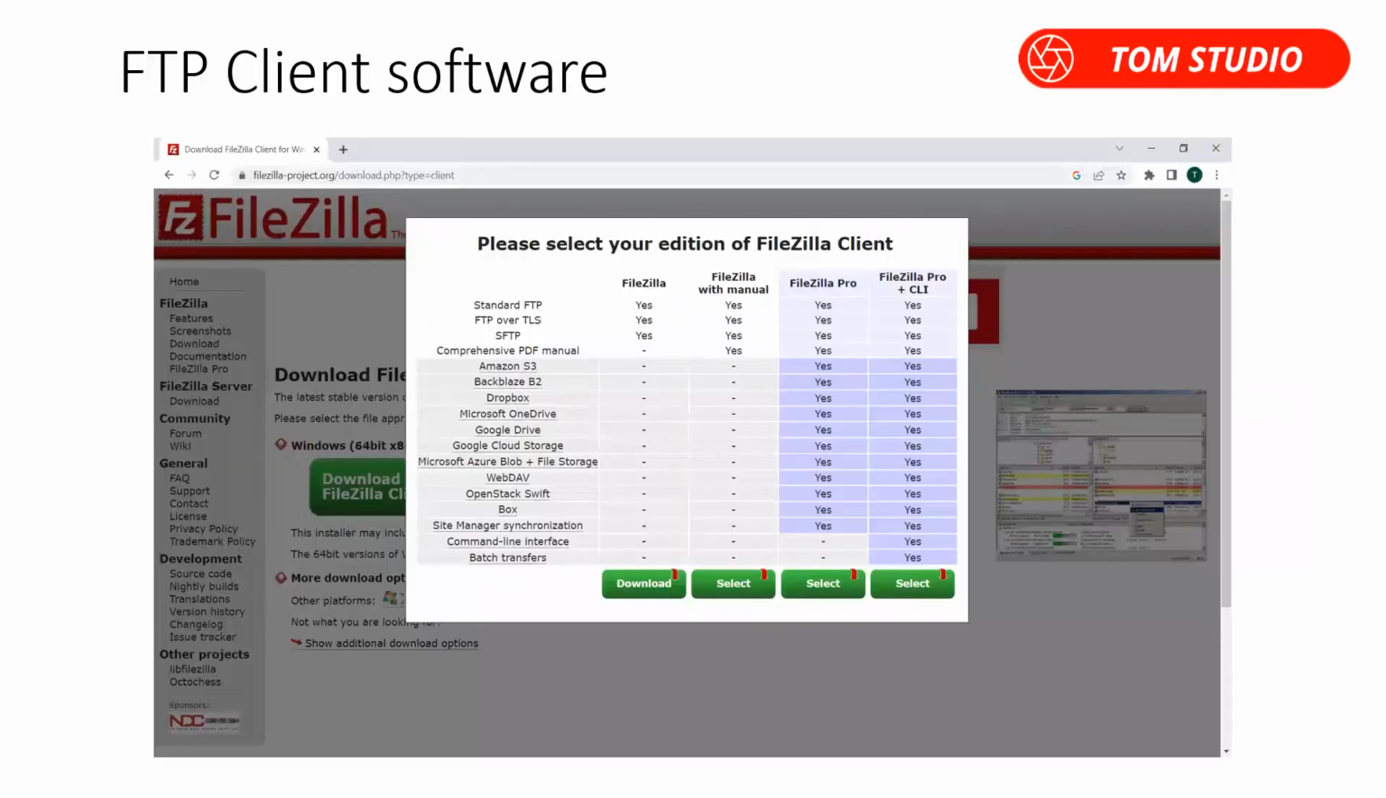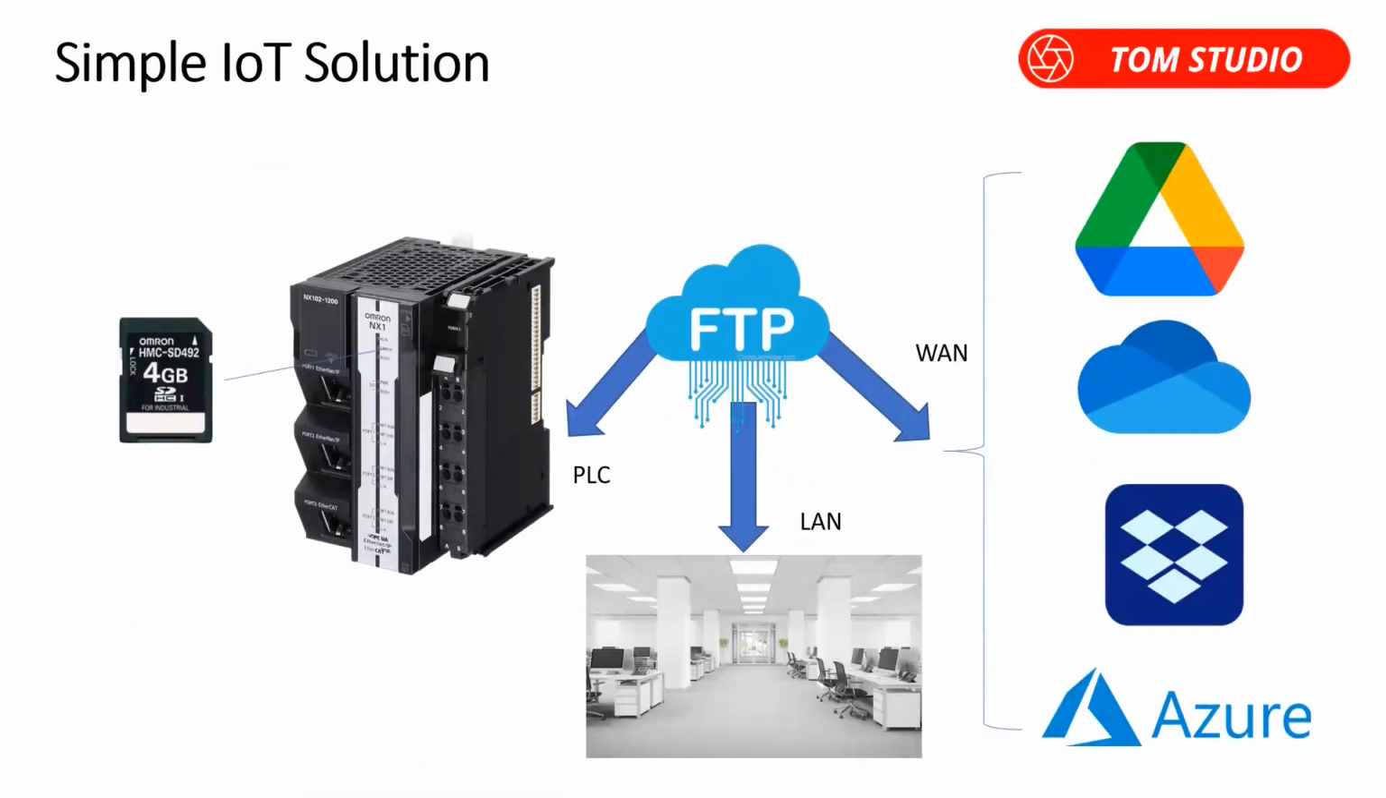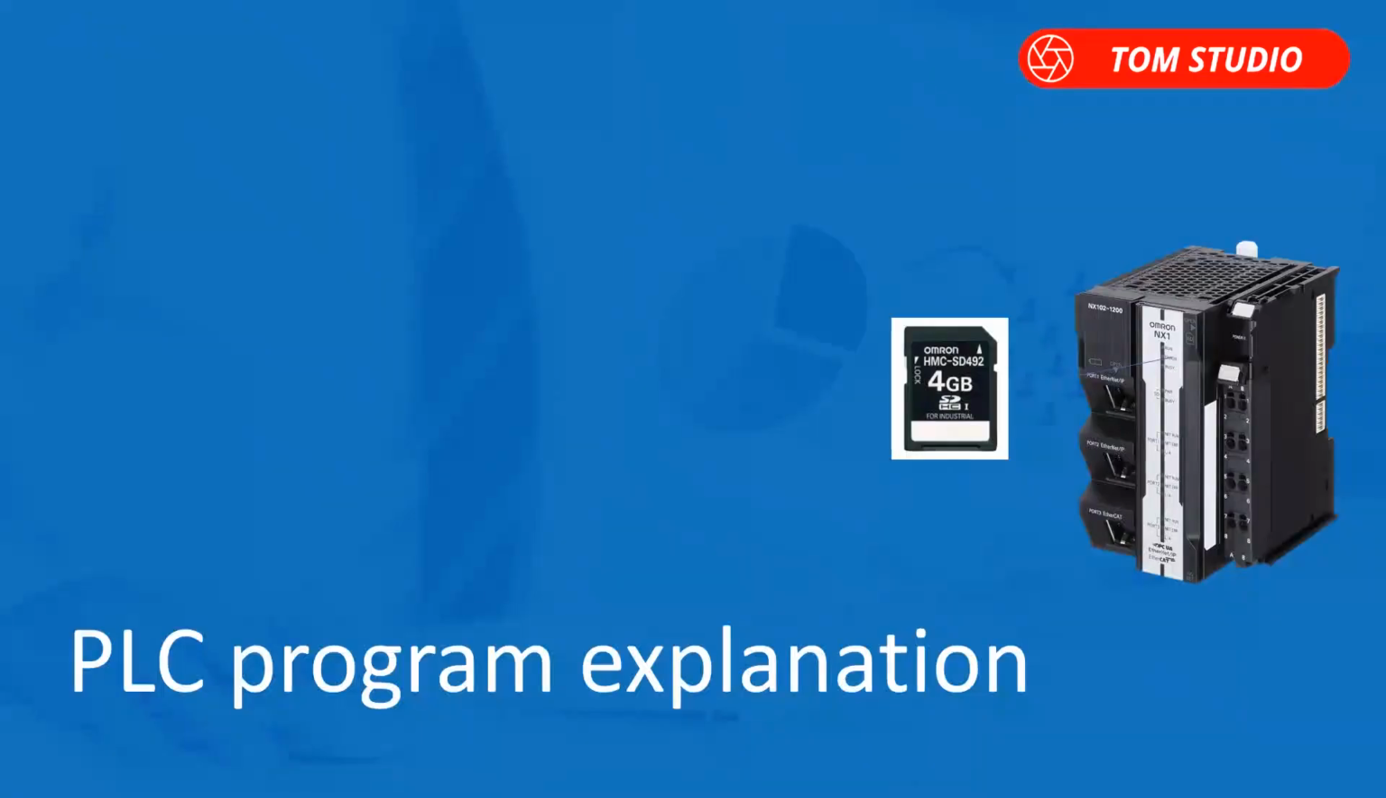There are quite many FTP software on the market, so in this trial, I chose FileZilla's FTP client software. If you would like to log the data to Microsoft OneDrive, Google Drive, Dropbox etc., you can choose the Pro version. In this training video, I only do offline testing, so the free version is good enough. This solution could be a simple and economical IoT solution. Now, we can start to program the PLC and make a testing program.